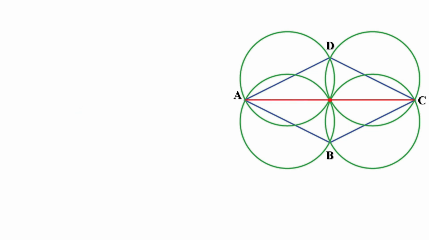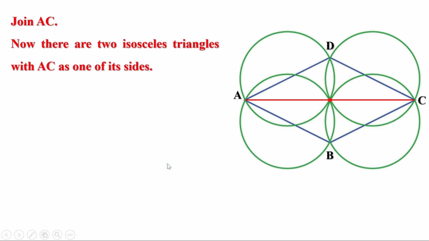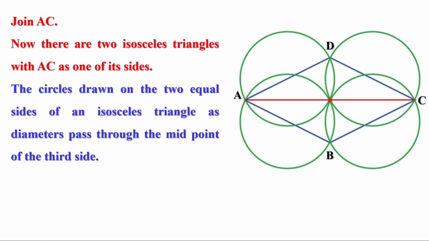Now let us join AC. Then we get two isosceles triangles. ADC is an isosceles triangle and ABC is another isosceles triangle because we know these two sides are equal and these two sides are equal. Now, in the last problem we have seen that the circles drawn on the two equal sides of an isosceles triangle as diameters pass through the midpoint of the third side.